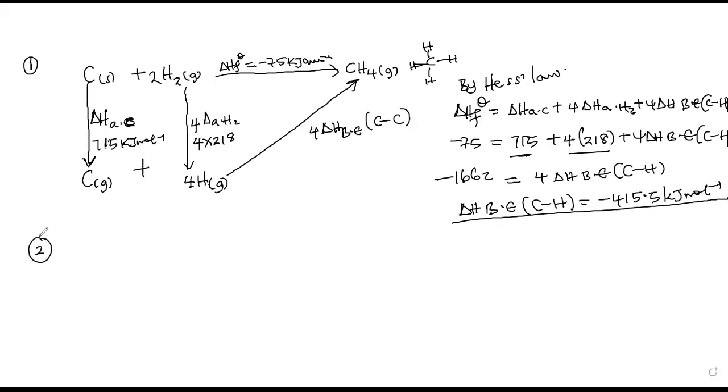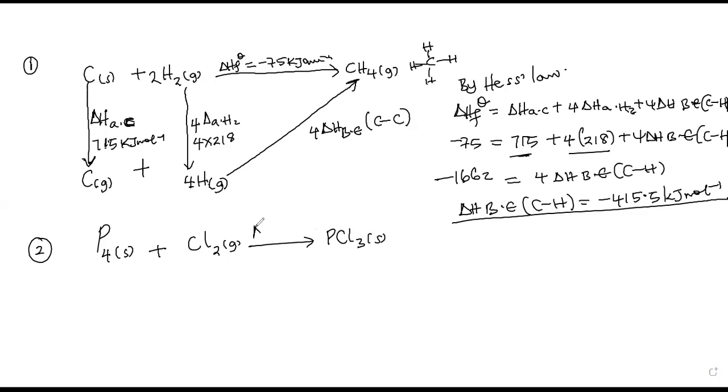Second example. In our second example, we have been given the standard heat of formation of phosphorus trichloride. So we need to first form phosphorus trichloride, and phosphorus is a tetratomic molecule. So to form the trichloride, it reacts with chlorine gas, and we are going to form phosphorus trichloride solid.